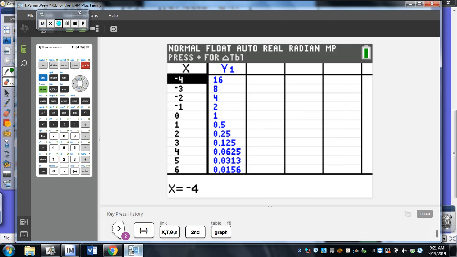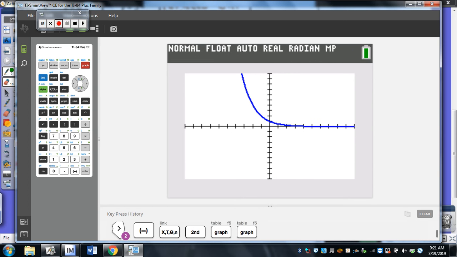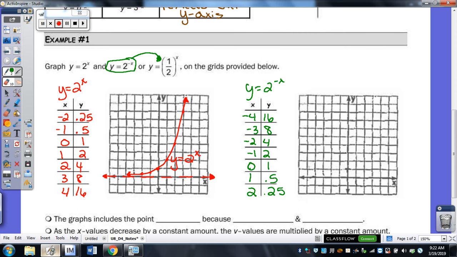And so then again, I'm going to look at my graph. Okay, my asymptote again is going to be on that x-axis, so I'm going to draw that in too. And then plot my points. 0, 1, negative 1, 2, negative 2, 4, negative 3, 8.